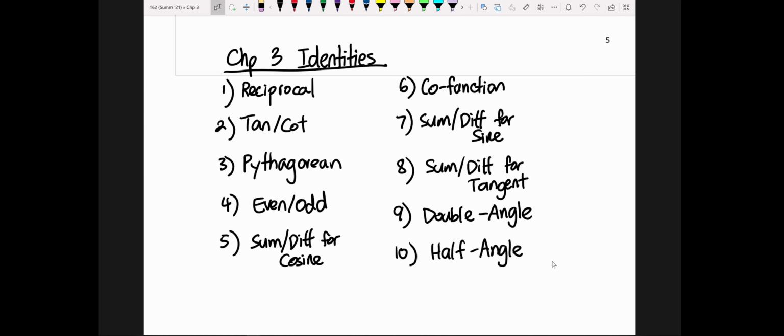So I bet probably half of these we already have stored to memory. The reciprocal ones, tan, cotan, Pythagorean, even, odd, perhaps the sum and difference identities for cosine, sine, and tangent. And the double angle and half angle ones, we probably are still learning. Regardless, you want to have all the identities on one page for you to use as reference.